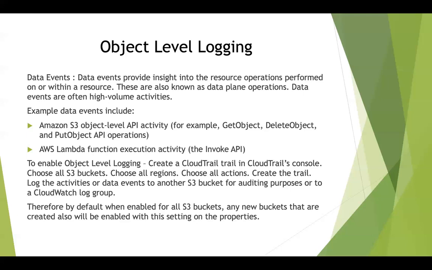To enable logging for all these data events like get object or delete object or put object, we will have to use another service in conjunction with S3. The other service that we are going to use here, which is a management service of AWS, is called CloudTrail. There is a difference between CloudTrail and CloudWatch. CloudWatch is used to monitor all your resources in your AWS account, which is another management service. But CloudTrail is used to monitor all your API activities in your AWS account.